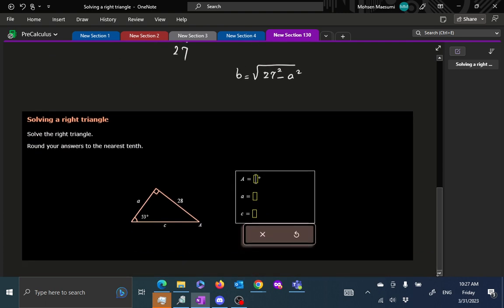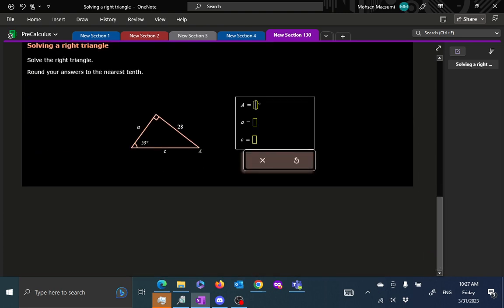Here's another example, very similar. The orientation of our triangle is a bit different, but this angle is again easy. It's 90 minus 53, so 37 degrees, and this angle is given. We want to find A. This is the opposite of that, and this is the adjacent of it.